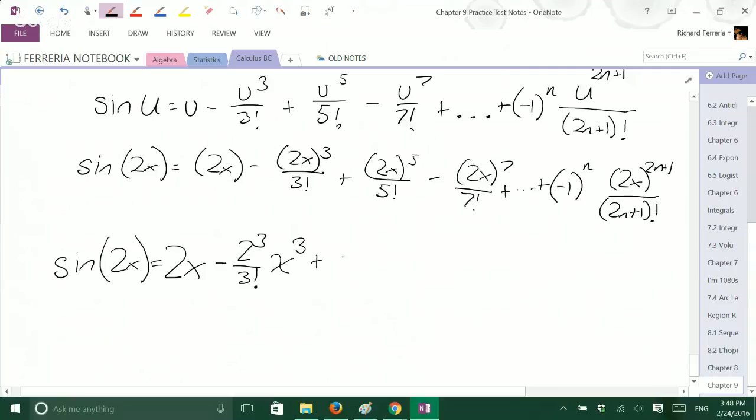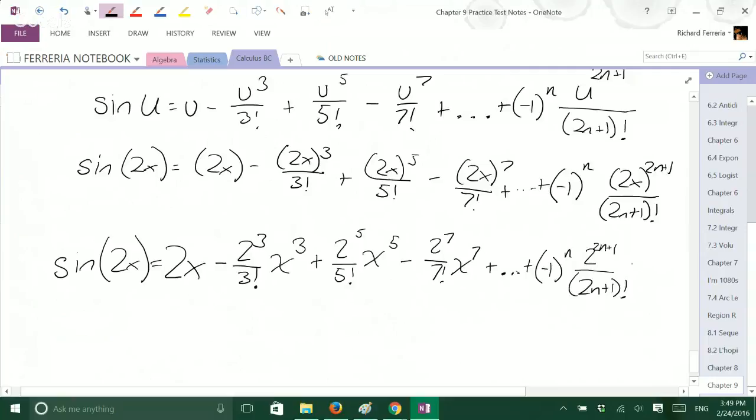No one's going to mark you wrong. That's 2 to the 5th power over 5 factorial, x to the 5th power, 2 to the 7th power over 7 factorial, x to the 7th, negative 1 to the n, 2 to the 2n plus 1 over 2n plus 1 factorial, multiplied by x to the 2n plus 1. Okay, things are looking great.